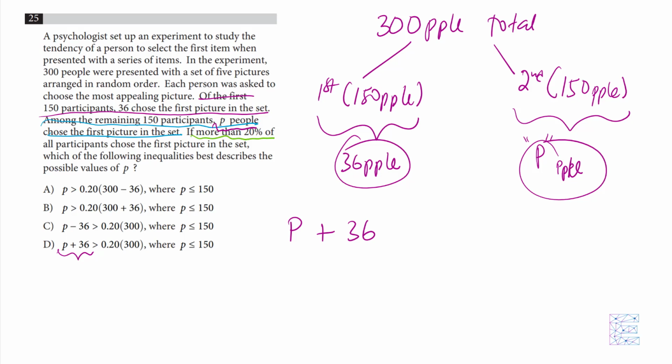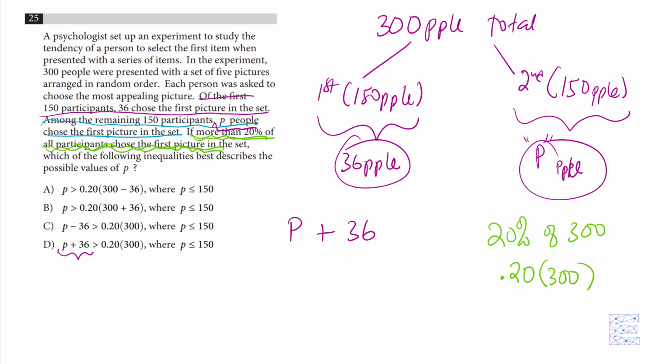If more than 20% of all participants chose the first picture in that set, which of the following inequalities best describes the possible values of P? More than 20% of all participants chose the first picture. So 20% of all participants is 20% of 300, because we have 300 total participants. When you're doing math using percents, you convert them to a decimal or a fraction. So let's do a decimal. 20% is just 0.20. Of in math means multiply, so 0.20 times 300. And yeah, that makes sense.